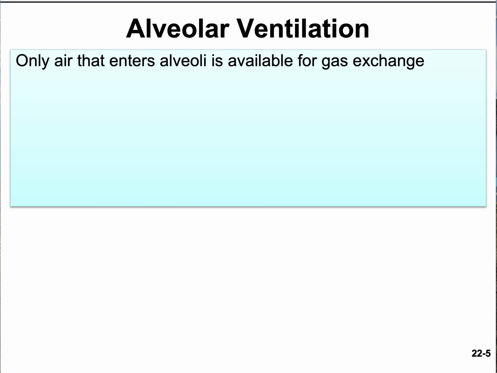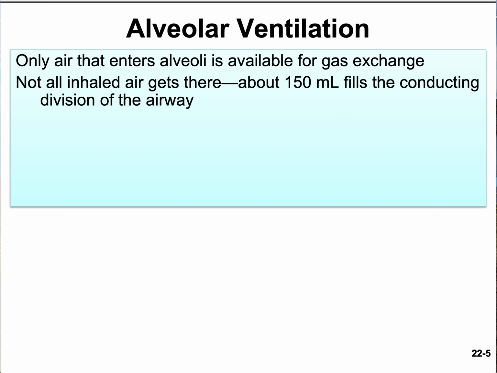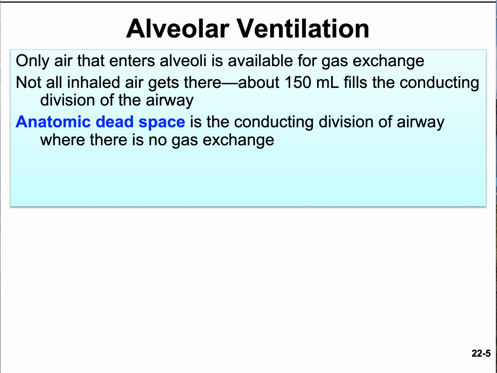So let's talk about these alveoli and consider the dead air space as we're moving along. Only the air that's in the alveoli is functionally there for gas exchange. Not all air that's inhaled gets there. So about 150 mLs fills, as it says, all the passageways to get to the alveoli. And this is what's called the anatomical dead air space, or anatomic dead space. And that's this conducting part of the airway where there's no gas exchange.